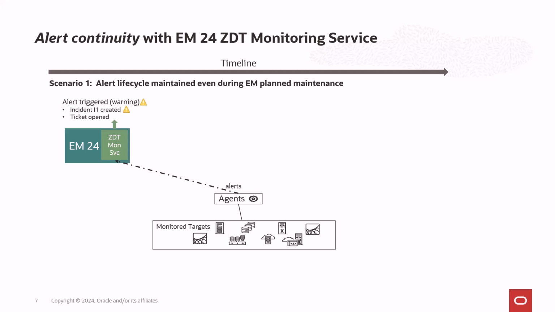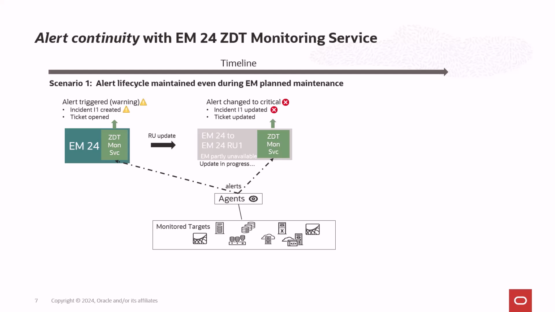Later on, an RU or release update becomes available, and EM goes into planned maintenance for this RU update. However, the ZDT monitoring service is still available even during this EM planned maintenance. Let's say during this planned maintenance, the alert changed severity from warning to critical. ZDT monitoring can still receive and process the new critical severity and update the incident and ticket accordingly.